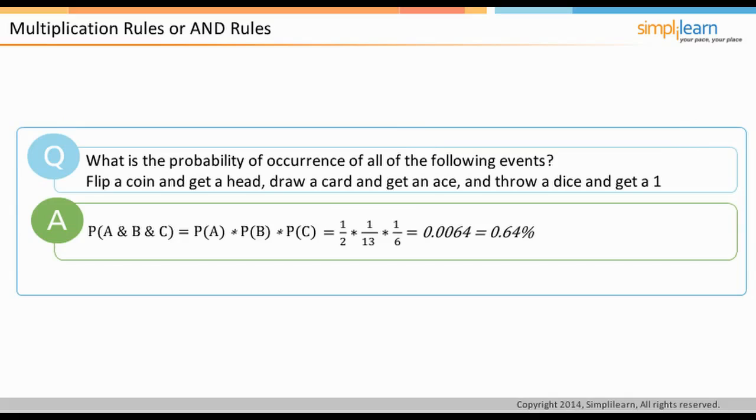Suppose there are 3 events which are independent of each other, such as the event of flipping a coin and getting heads, drawing a card and getting an ace, and throwing a dice and getting a 1. What is the probability of occurrence of all these events? The answer is, the probability of A and B and C is equal to the product of their individual probabilities, which is 1/2 multiplied by 1/13 multiplied by 1/6. The result is 0.0064, which is 0.64%. Hence, there is 0.64% probability of all of the events occurring.